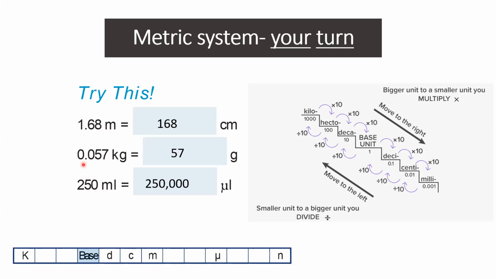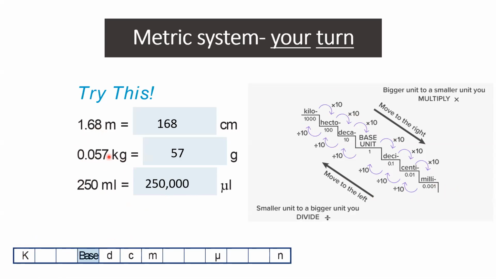If you are given, and you could also use this chart here, whatever works for you, if you are given 0.057 kilograms, so now we're over here, and they want you to convert this into grams, you're going to move your decimal point over 3 times. So we're going to go 1, 2, 3. And it's going to be 57 grams.